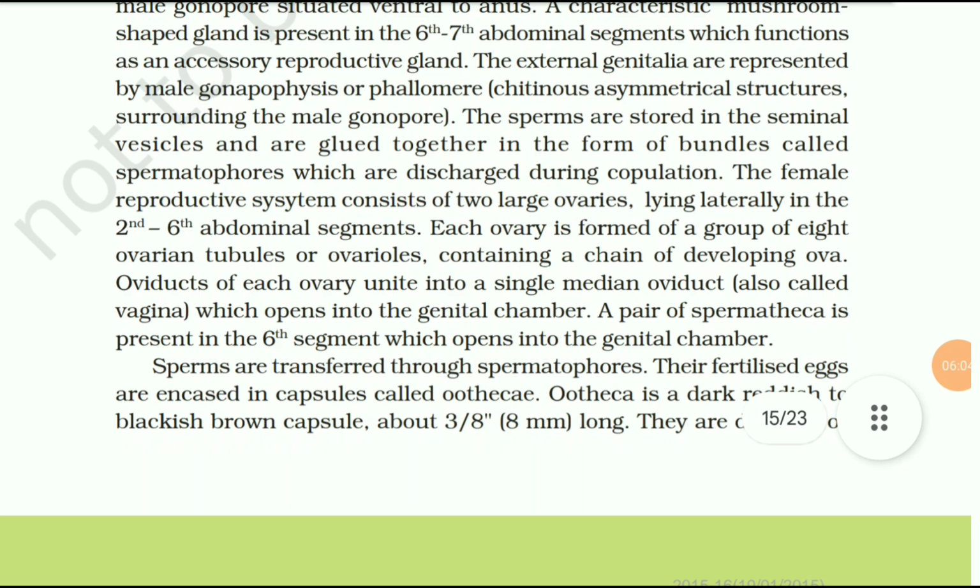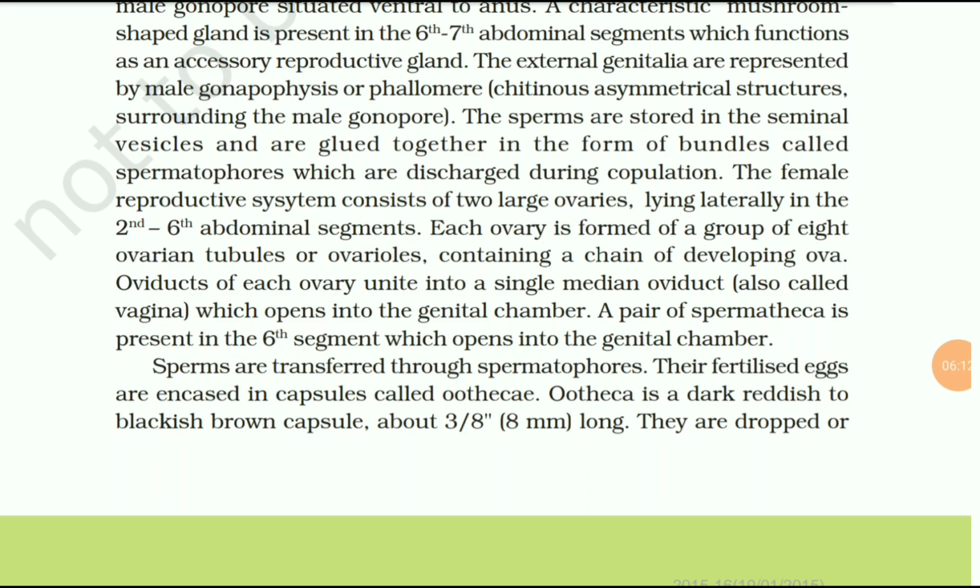The external genitalia are represented by male gonapophysis or phallomere, that is, chitinous asymmetrical structures surrounding the male gonophore. Phallomeres are chitinous asymmetrical structures surrounding the male gonophore.